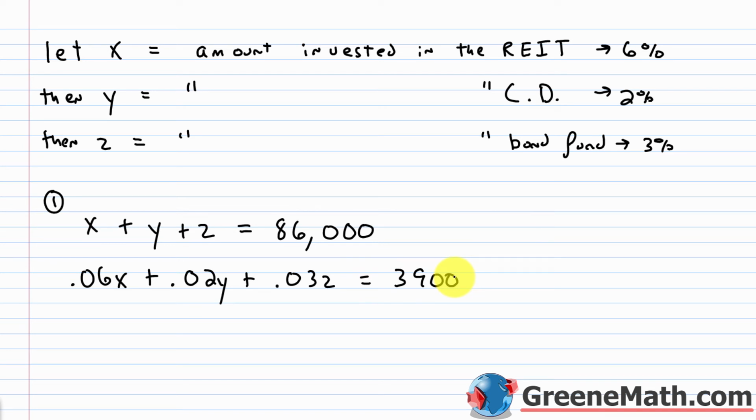And again, this comes from the simple interest formula. I have a 6% interest rate times an amount invested of X for my REIT. So if I multiply these two together, I'm going to get the amount of interest that's earned from the REIT in 1 year. I add that to the amount of interest that's earned from the CD for 1 year. I add that to the amount of interest that's earned from the bond fund for a year, and the total, as it's told to me in the problem, is $3,900. So this is my equation 2. Let's see if we can get a third equation.